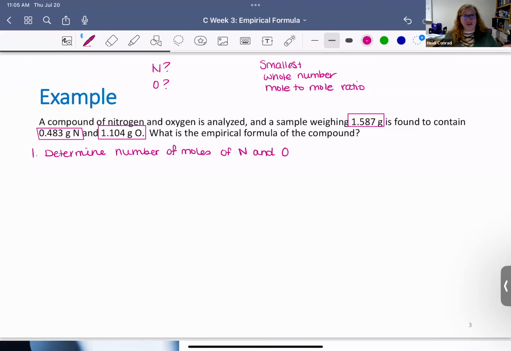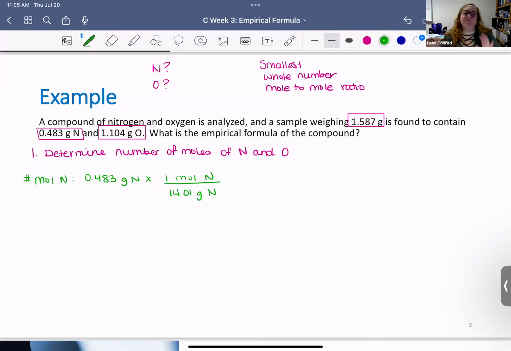I know I need a mole-to-mole ratio, so at some point I'm going to have to find moles. That's going to be my first go-to: figure out how many moles of each species I have. So, number of moles of nitrogen. I'm starting off with 0.483 grams of nitrogen. I know based on my periodic table that 1 mole of nitrogen is 14.01 grams of nitrogen.